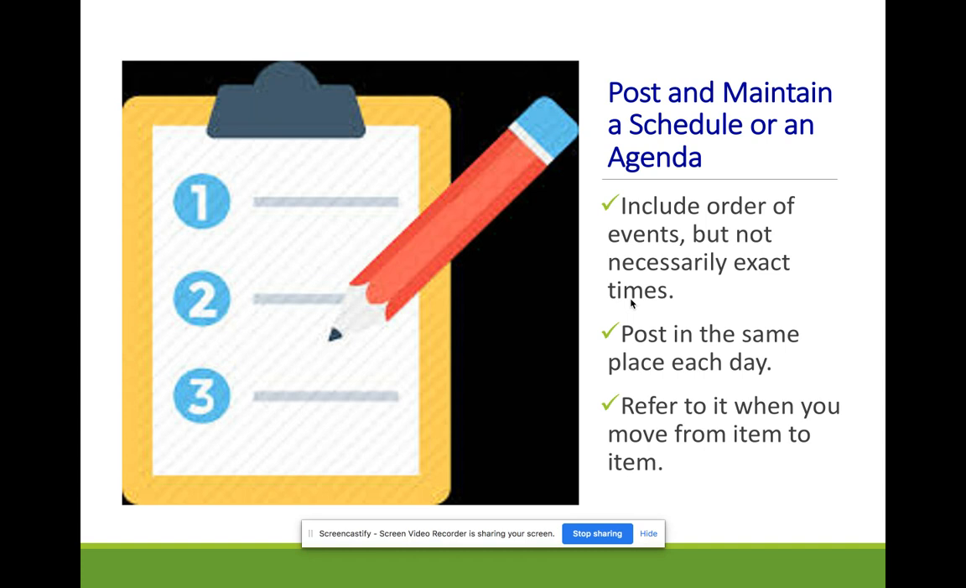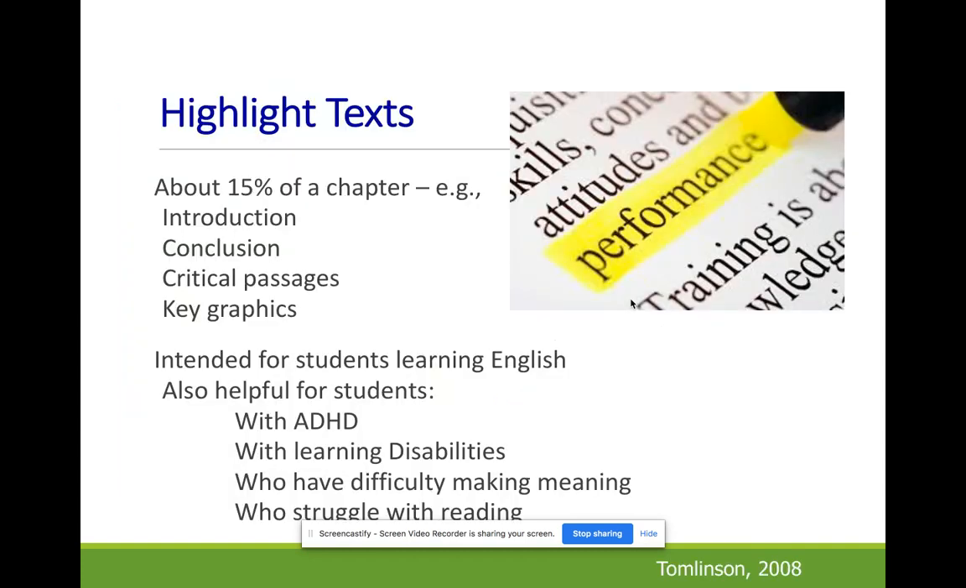Okay, so another technique is highlighting texts. This idea was actually shared with Carol Tomlinson quite a few years ago. This teacher still had textbooks, and he had students who were learning English. He realized that when he asked kids to read a chapter in class, his students who were learning English got through about 15% of the chapter, and that is usually the introduction, like the first paragraph.